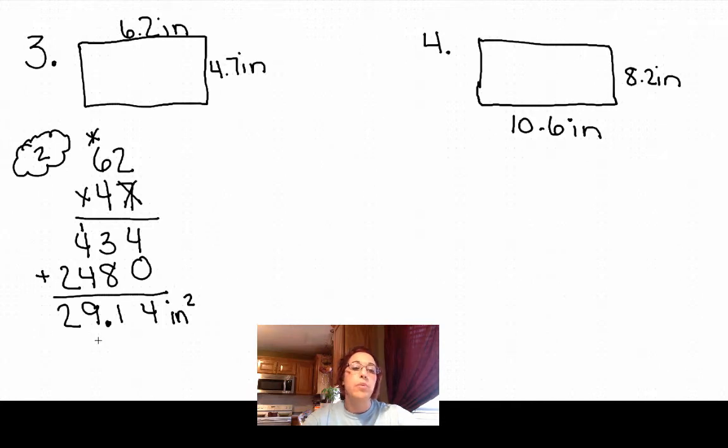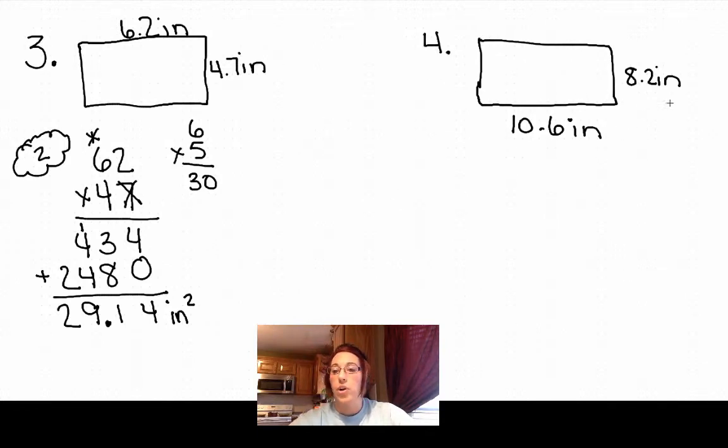Now, remember we've been talking about making sure your answer makes sense. So 6 2/10 would round to 6. 4 7/10 would round to 5. So 6 times 5 is 30. Is 29 14/100 close to 30? Yep, so it is a logical answer.